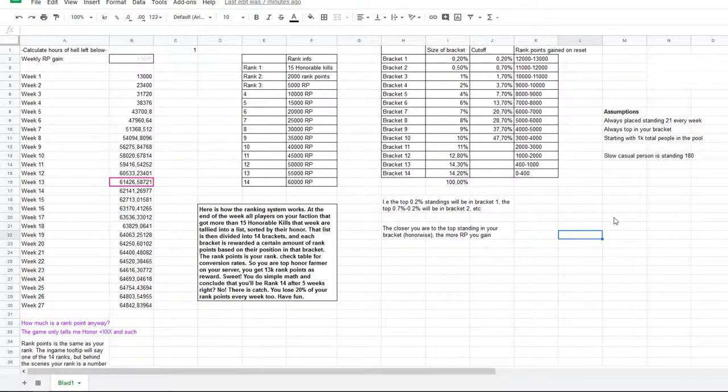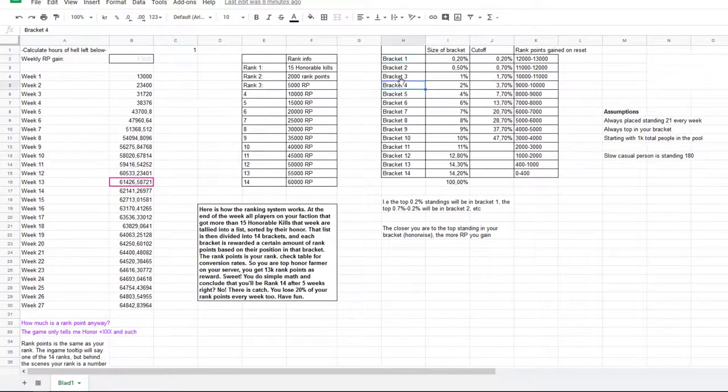So, just going off the base assumptions: the first guy actually wants to rank, not necessarily rank 14, but wants to get up there. We're going to assume that he's always standing 21 every week, he's always the top in his bracket, and it's starting with 1,000 total PvPers. That's just to make all the math easy.